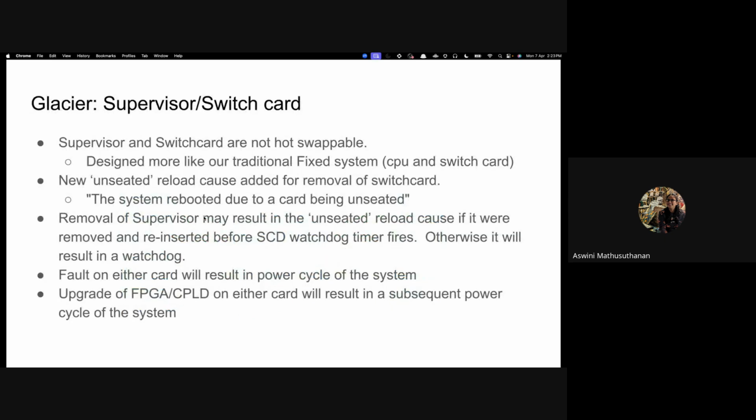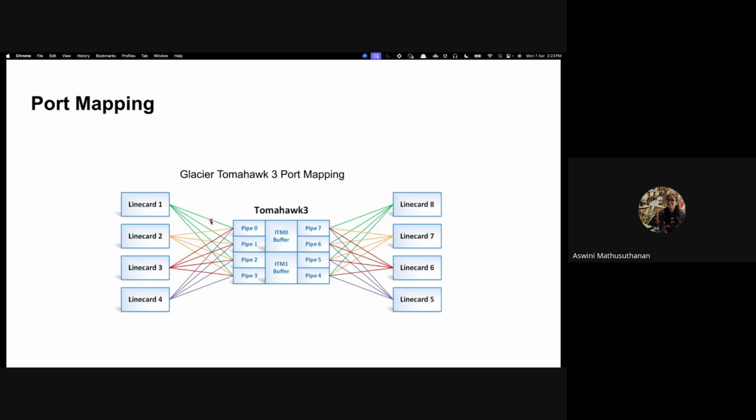Okay. So coming to the very important part of the session, the port mapping is very important here. As I said, there are going to be 8 line cards, and there are pools to which the line cards are going to be mapped, and there are also going to be many restrictions when the interfaces become active or inactive. So let's look at this diagram.